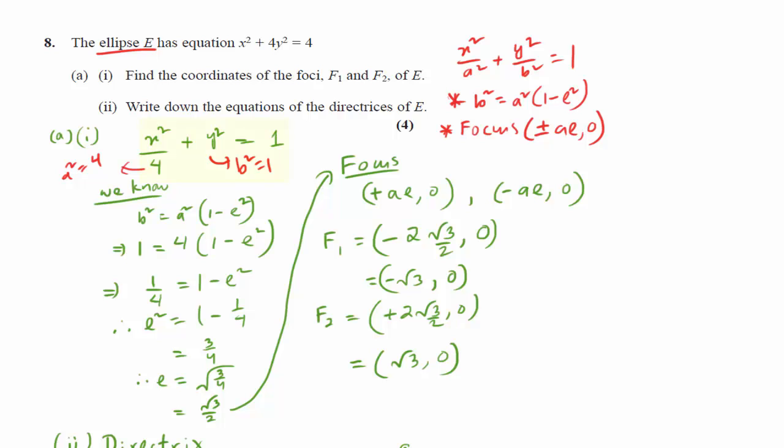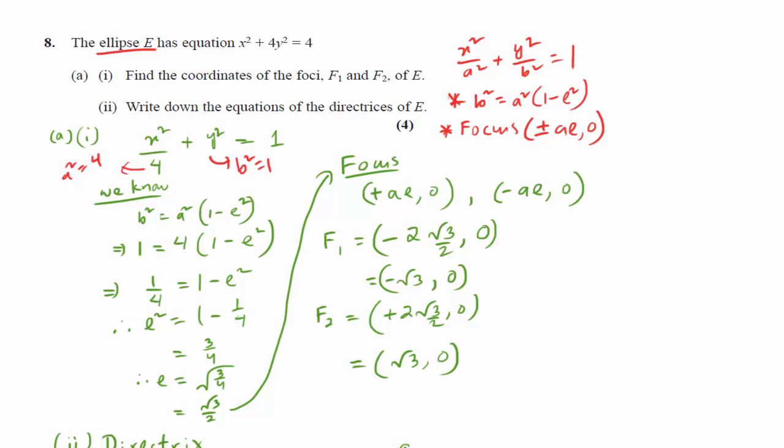The standard form of an ellipse is x squared over a squared plus y squared over b squared equals 1. So here a squared is 4 and b squared is 1, so b is 1. That is the standard format of an ellipse.